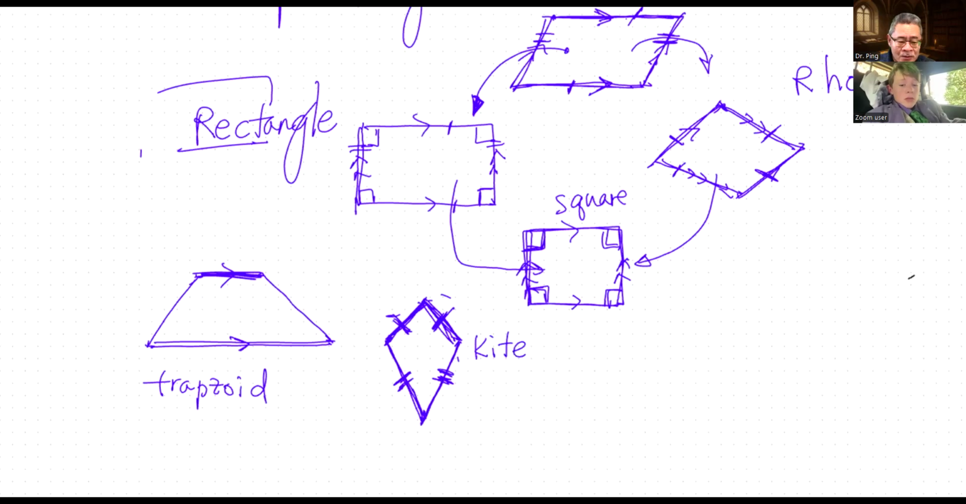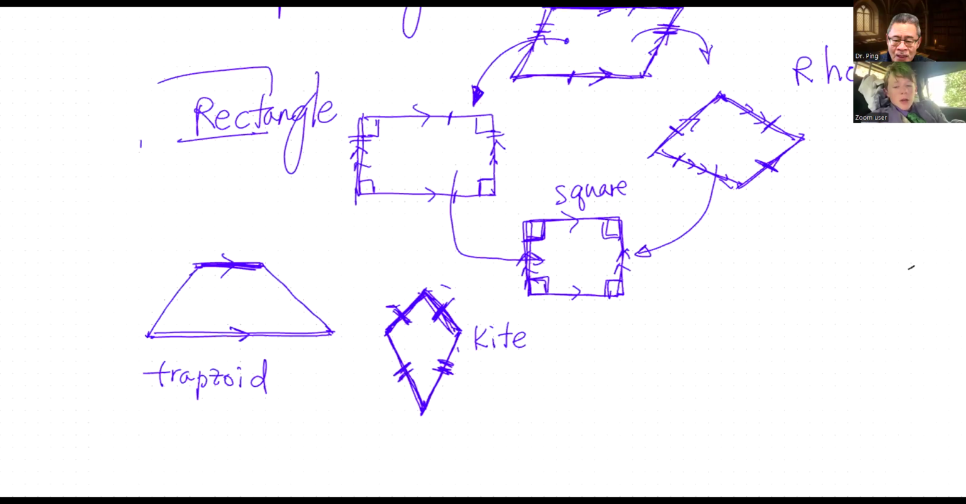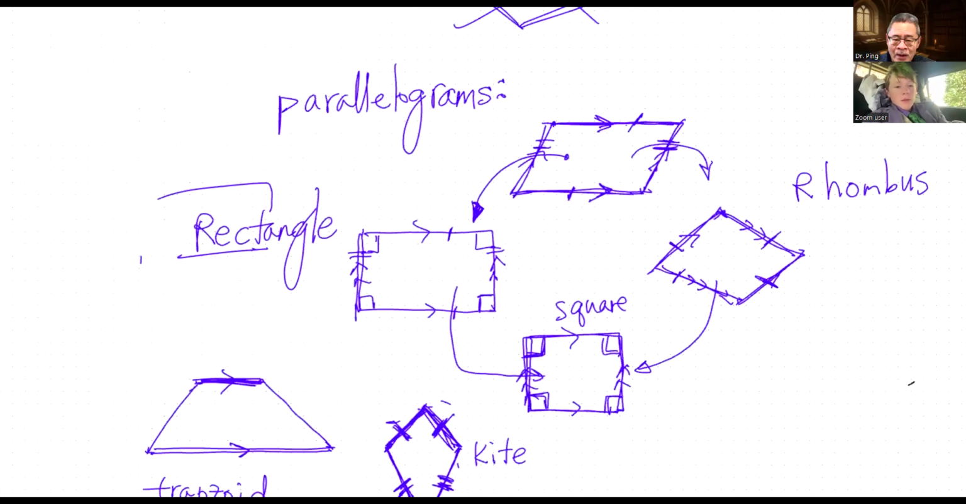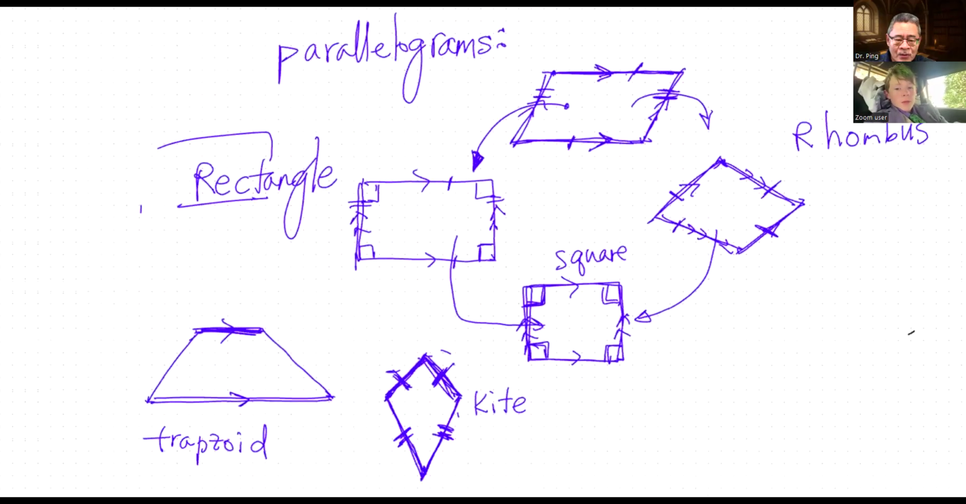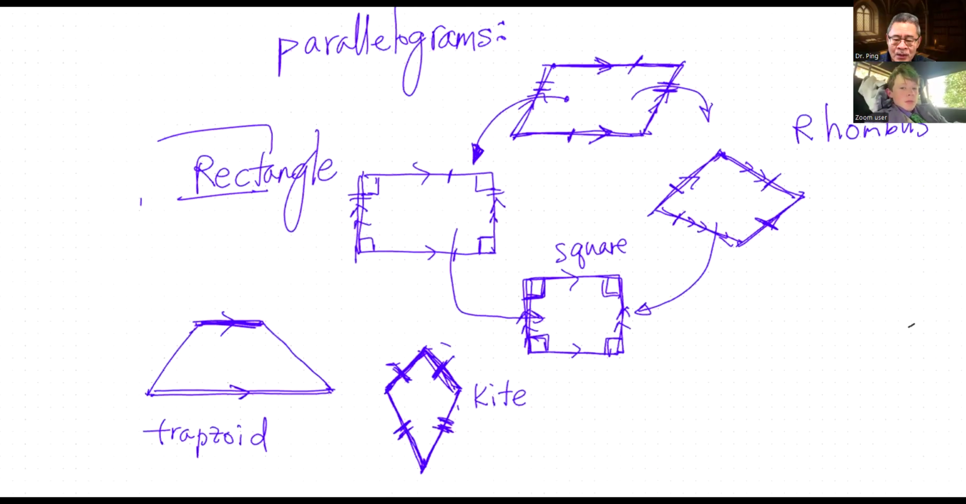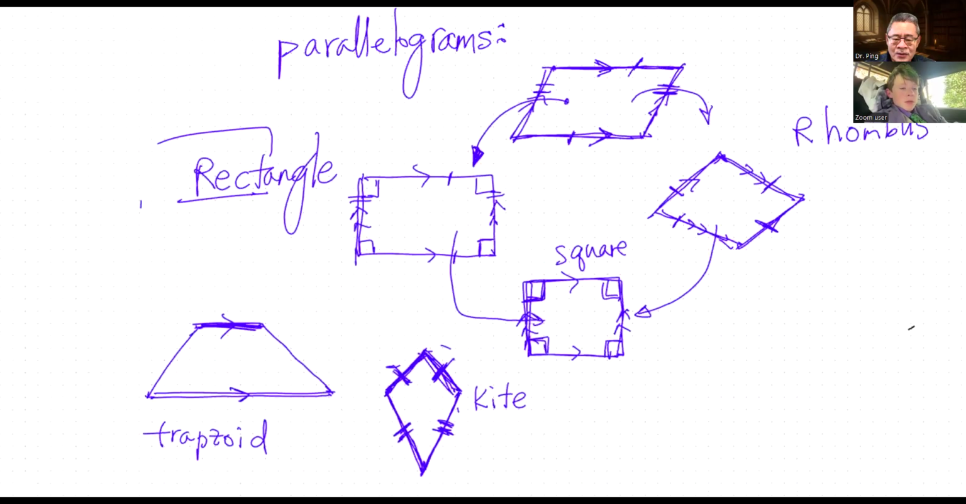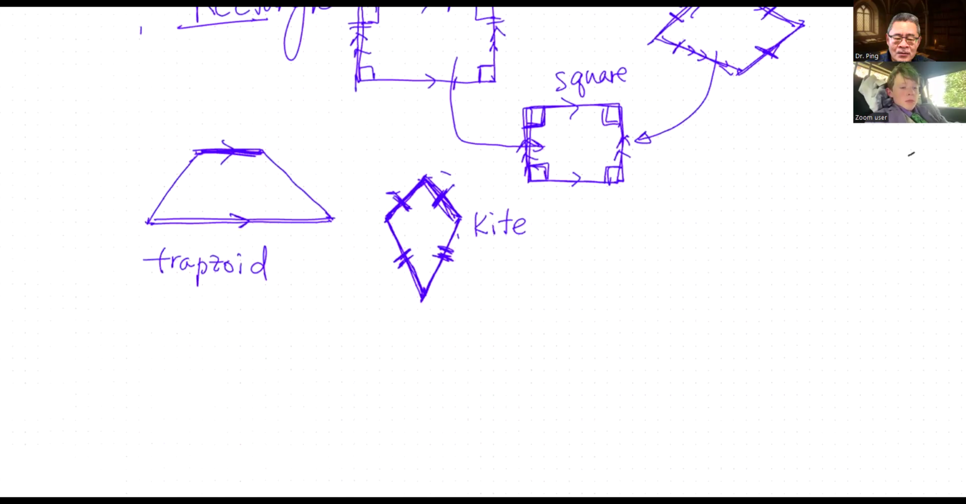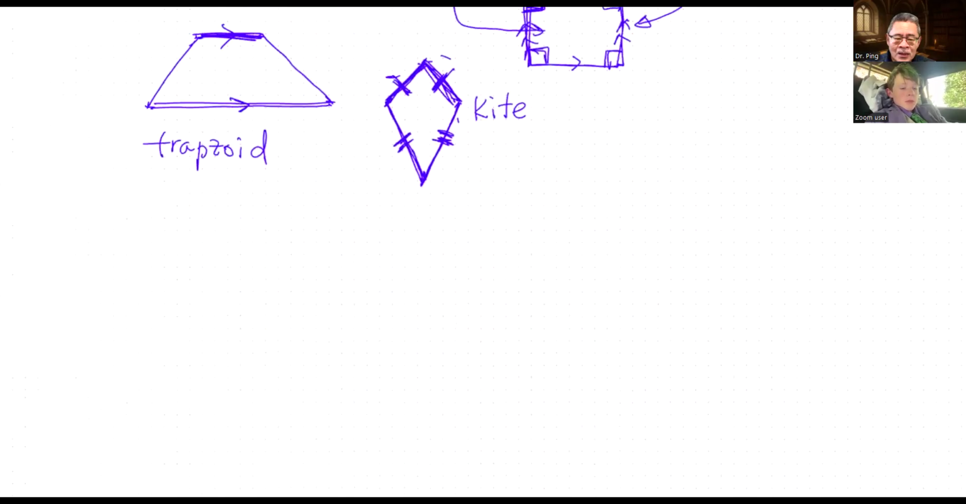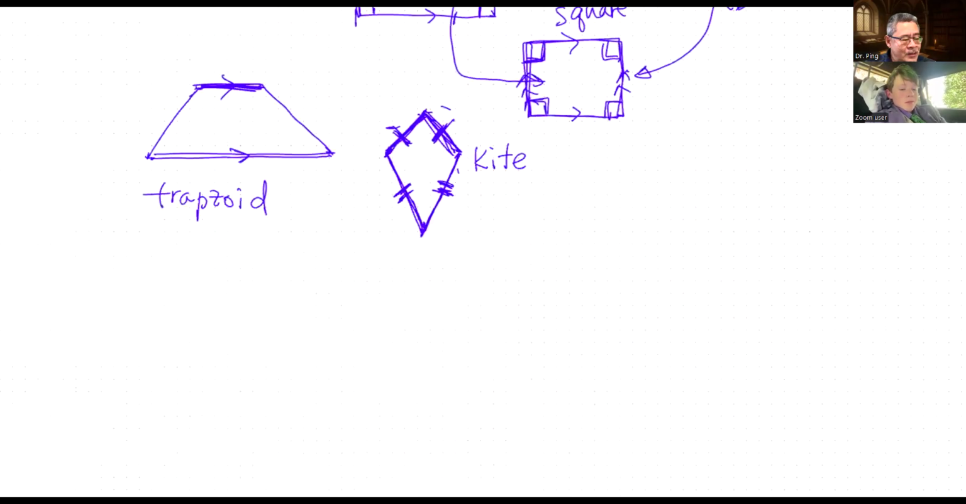So those are the special quadrilaterals we're dealing with. We've got parallelogram, rectangle, square, rhombus, trapezoid, and kite. And that's normally what we're dealing with. So that's how we define them, and then we look for their properties.